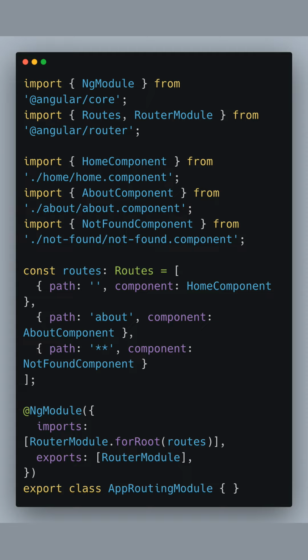Here, we have imported three components: HomeComponent for the root path, AboutComponent for the about path, and NotFoundComponent to handle all undefined routes, which will function as a catch-all for 404 errors. We then define the routes array, associating paths to components. Finally, we use RouterModule.forRoot to register these routes at the root level and export our AppRoutingModule for use in the rest of our application.